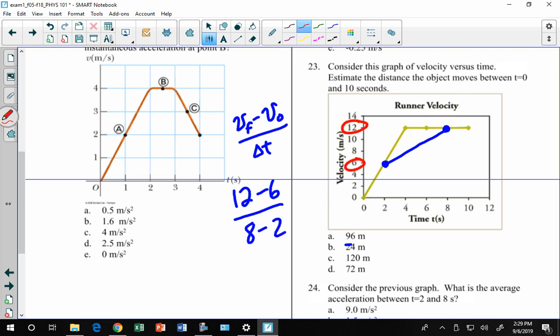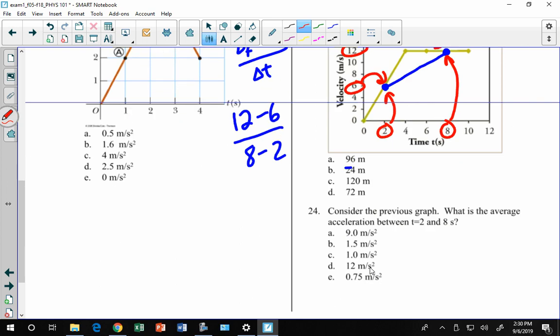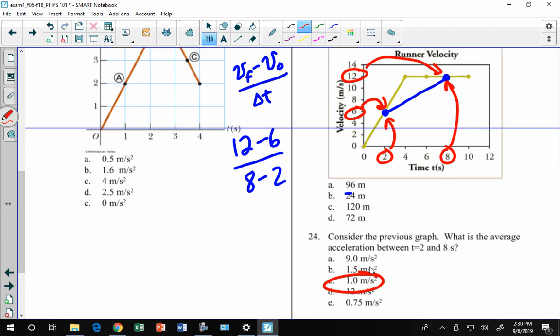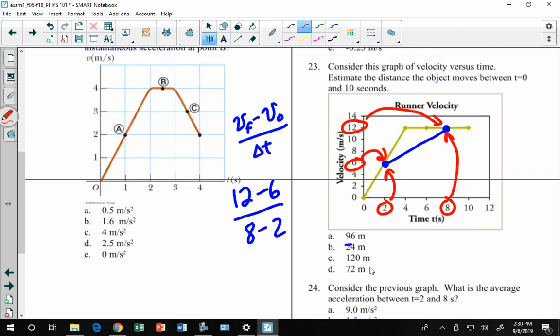12 minus 6. 12 is this point. 6 is that point. 8 and 2. 8 is there. 2 is here. That's rise over run, right? 6 over 6. So my acceleration is 1 meter per second squared. That's my average acceleration. Okay? Free response.